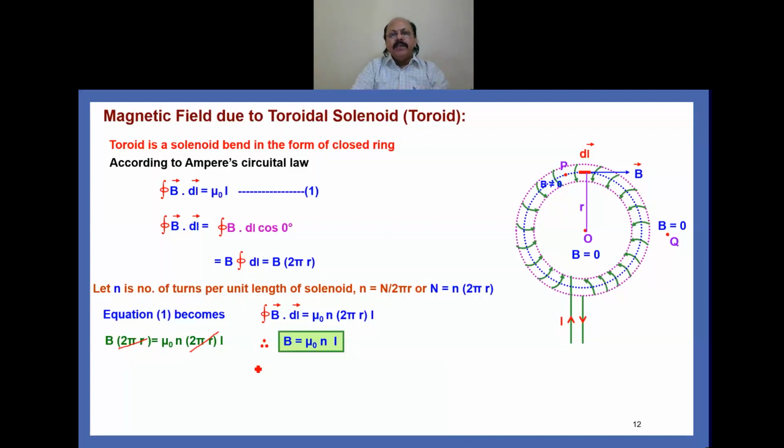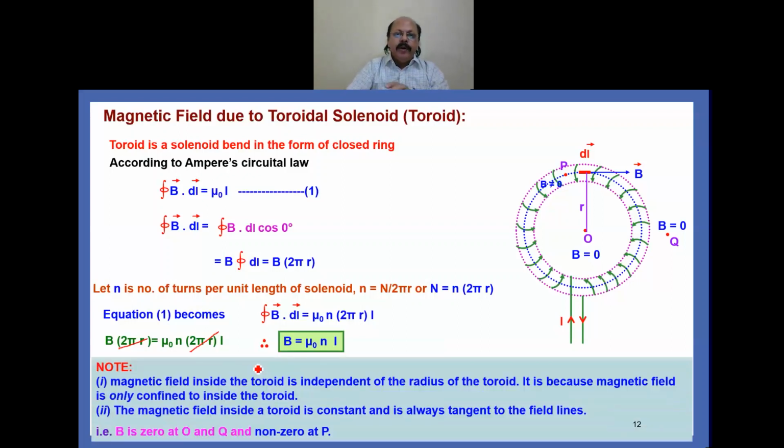Obviously, it is also a solenoid. The solenoid which you have taken, you just bend in the form of a closed ring. So that's why the magnetic field remains the same. But you note down here two important points. The magnetic field inside the toroid is independent of the radius of the toroid. It is because the magnetic field is only confined to the inside of the toroid. That is, interior to the toroid, magnetic field is 0. Exterior to the toroid, magnetic field is 0, which is shown in the diagram.